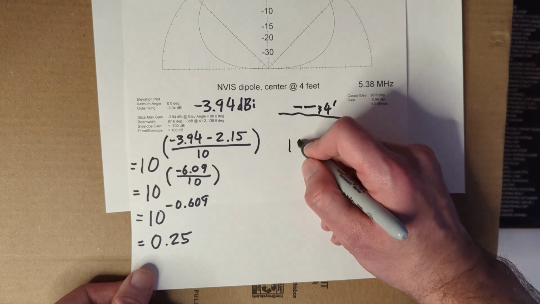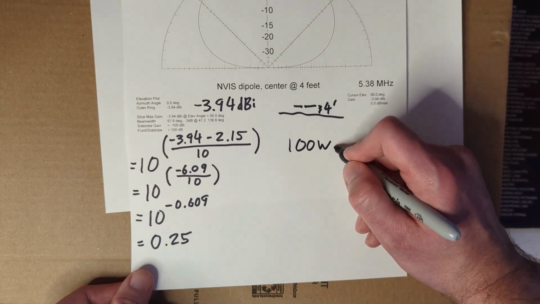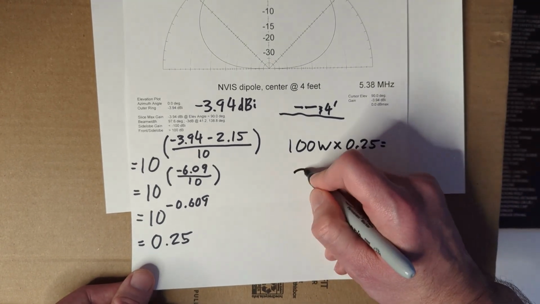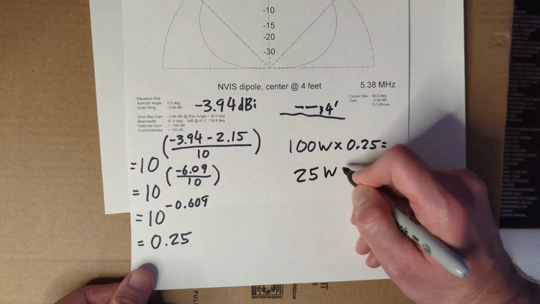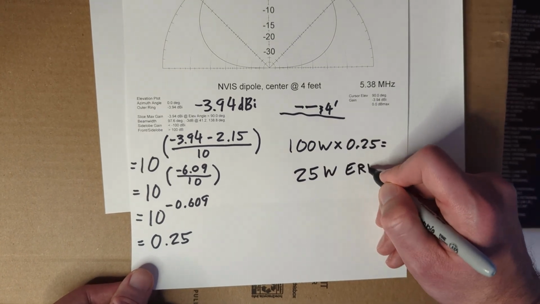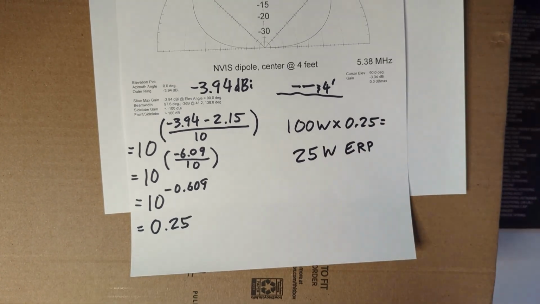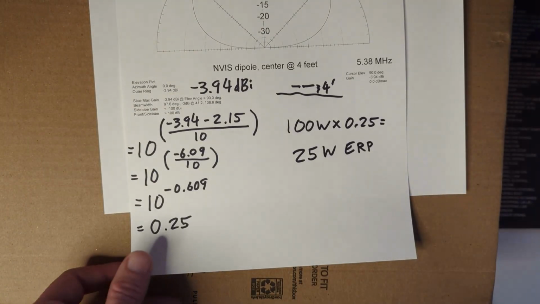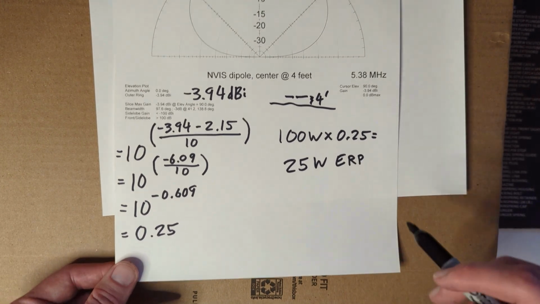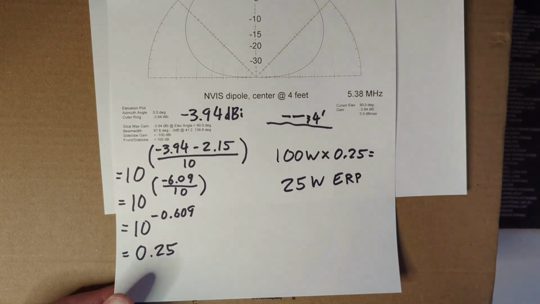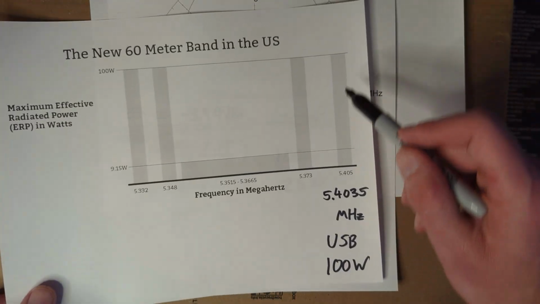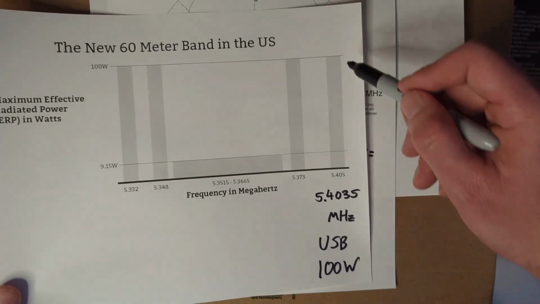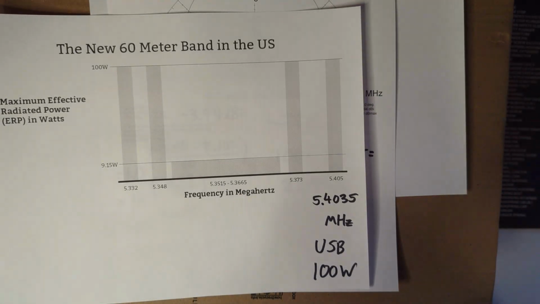Anyway, 100 watts from the transceiver times 0.25 equals 25 watts effective radiated power. And that's less than the 100 watts we're allowed. Indeed, it's a lot less. We could put 400 watts out of our transceiver if we wanted to, and we could still keep it legal. 400 watts out of the transceiver, with gain being 0.25, would be right at the 100 watt limit.